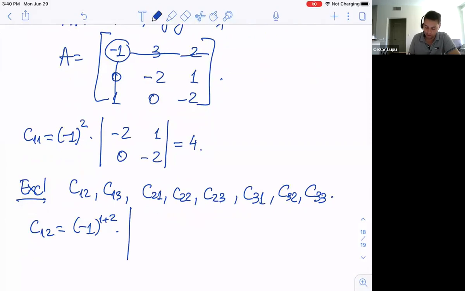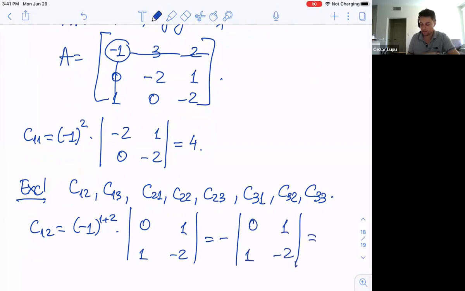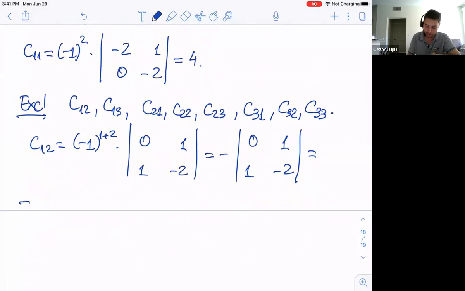which is given by what? Well, I'm deleting the first row and the second column, so it will be 0, 1, 1, -2. This is nothing else than negative the determinant of 0, 1, 1, -2, which will be -(0 minus 1), which is 1 at the end of the day.